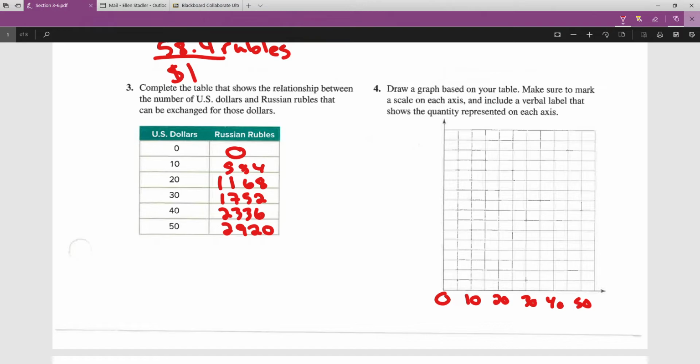On my y-axis, I need to get all the way up to about 3,000. So if I make every other one 400, that should get me to the right place. So 400, 800, 1,200, 1,600, 2,000, 2,400, 2,800, and the very top being 3,200. And what was that label? That was our number of rubles.